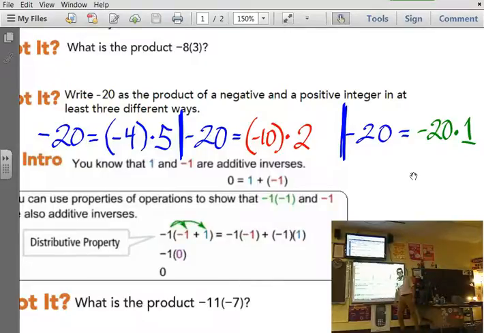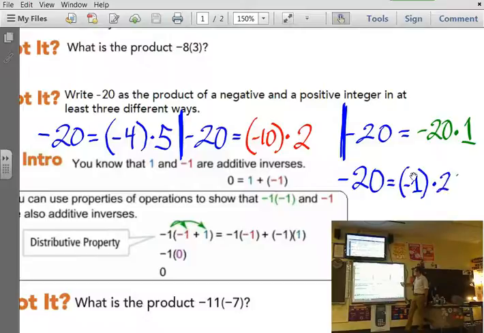And with all of these, could I have used 4 and negative 5? Yeah. Could I have used 10 and negative 2? Yeah. Could I have used 20 and negative 1? Now, wait a minute. You're right. What we're really saying, and I love that you gave me that example, is that negative 20 is actually negative 1 times 20. To make a number negative, there's really a multiplication happening.